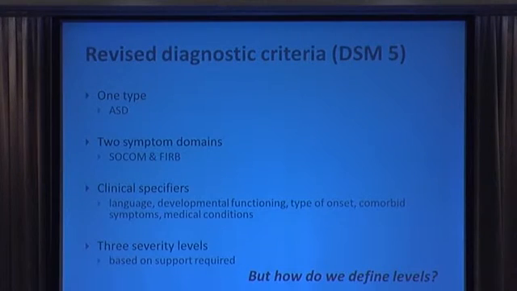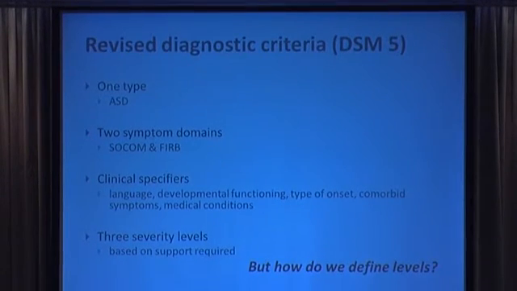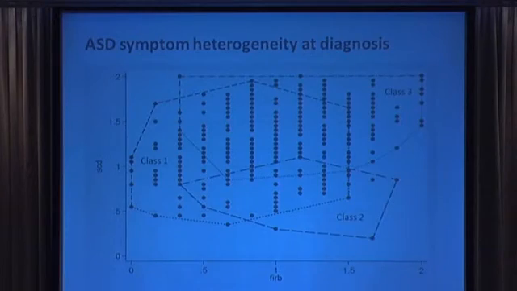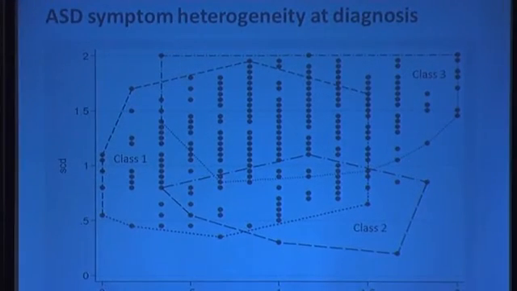The new criteria also include 3 severity levels, and those are to be defined based on the support required. But really, I don't know how many of you are familiar with these criteria. Basically, there is no reliable and valid way of determining what those severity levels within the spectrum should be. And that's what we try to do. Using empirical data from the Pathways in ASD study, we took the entire sample at the time of diagnosis.